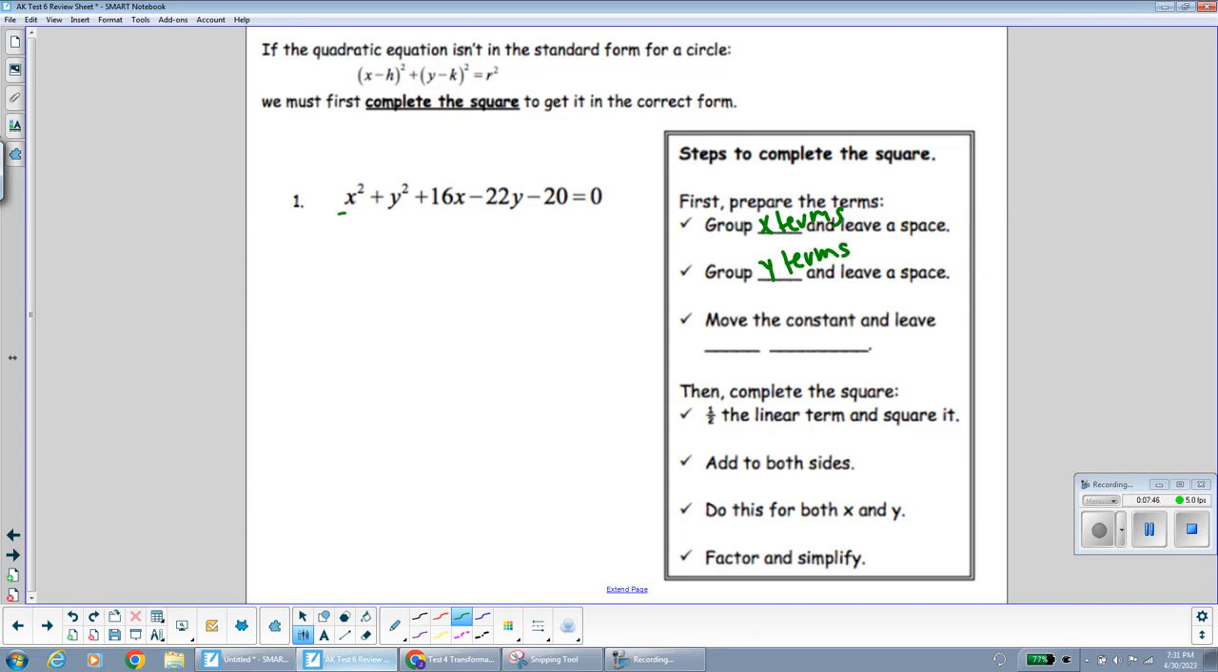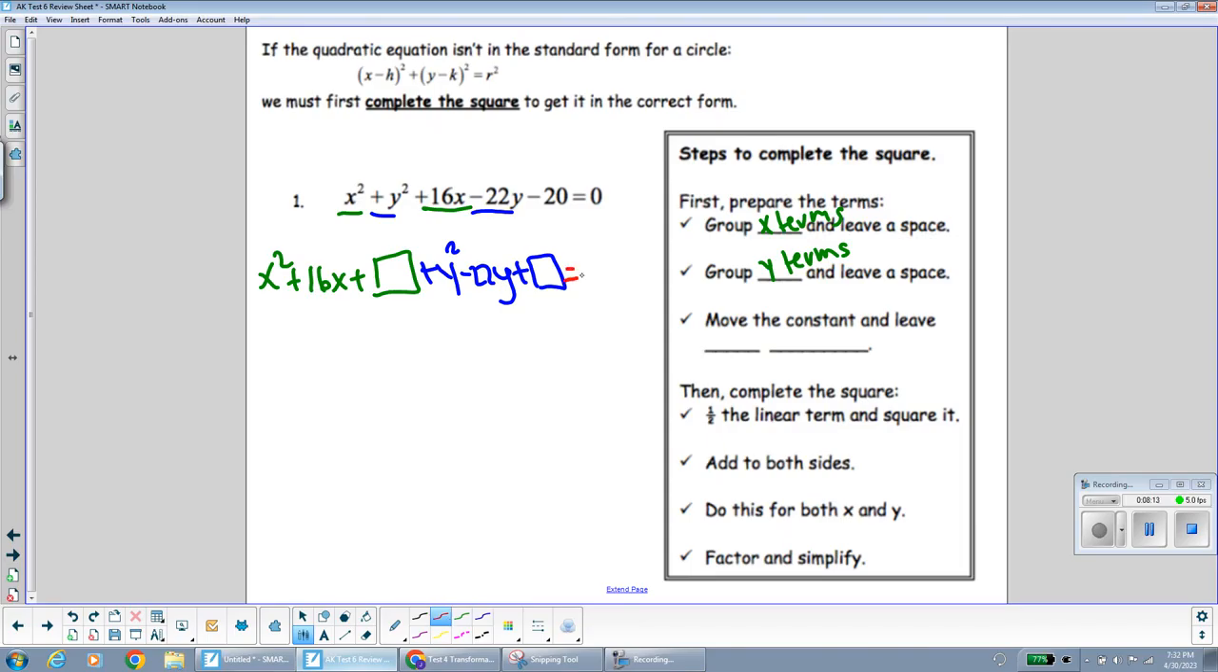So first I'm going to group the x terms. I have x squared and a positive 16x. I'm just going to put a box here because we are going to be completing the square. So I just want to set that up. Plus our y terms are y squared and negative 22y. And once again, I'm just going to put a box because I'm going to be completing the square.